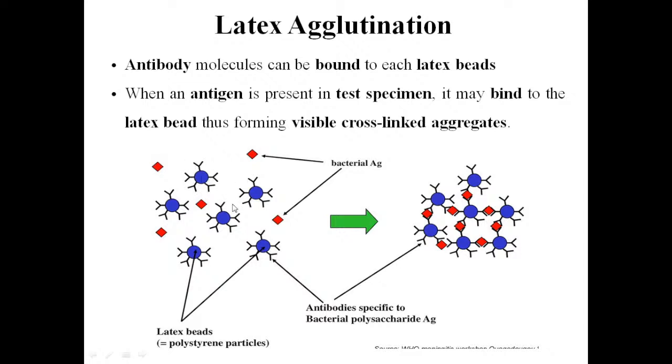When antigen is present in the test specimen, it may bind to latex bead. These are antigens, thus forming visible cross-linked aggregates that we can detect. These aggregates or agglutinate are detected in the bottom of the tube. Once more, we use this test when the amount of antibodies is very, very low in patient's blood.